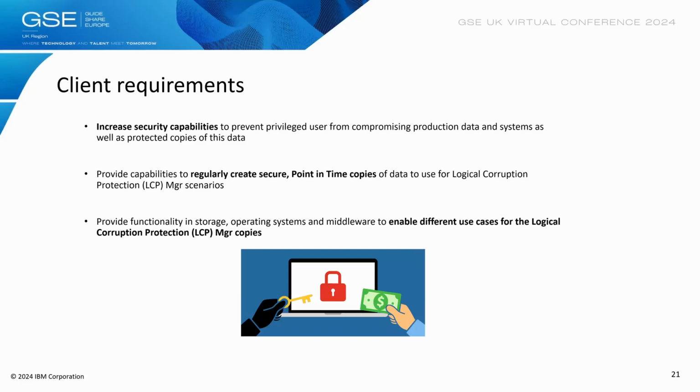So the introduction of LCP, logical corruption protection, came from new requirements driven by the new threats that are rising in the IT ecosystems, such as ransomware attacks. So our customers need to increase their security capabilities to protect from malicious or involuntary data corruption, such as corruption introduced by a privileged user, whether it is voluntary or involuntary. This could be caused by human error, and this can be unintentional, but still that could cause corruption.